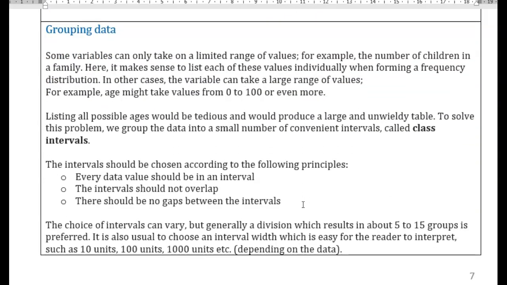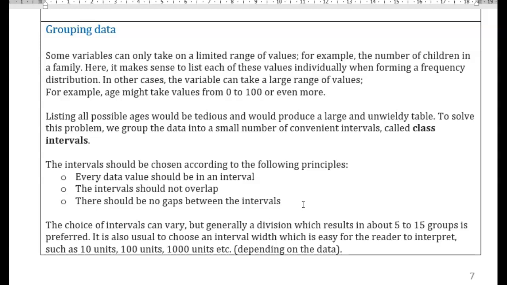Now, grouping data. Some variables can only take on a limited range of values, for example, the number of children in a family. Here it makes sense to list each of these values individually when forming a frequency distribution. In other cases, the variable can take a large range of values. For example, age might take values from 0 to 100 or even more. So listing all possible ages would be tedious. That means it's going to be a pain and would produce a large and unwieldy table. That just means a table that probably wouldn't give us much information at all.